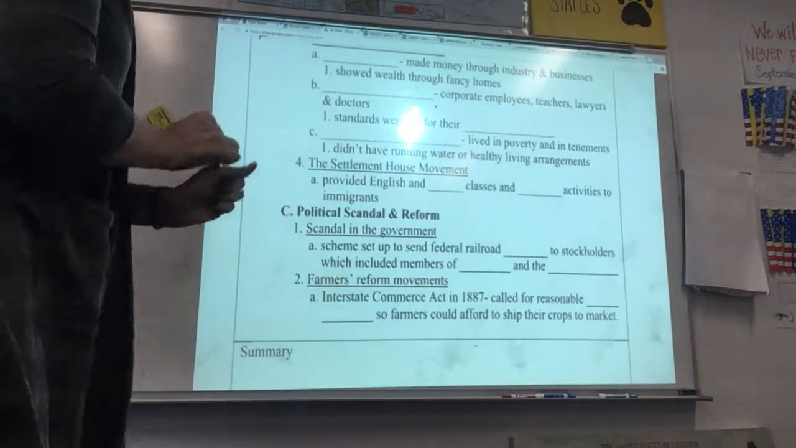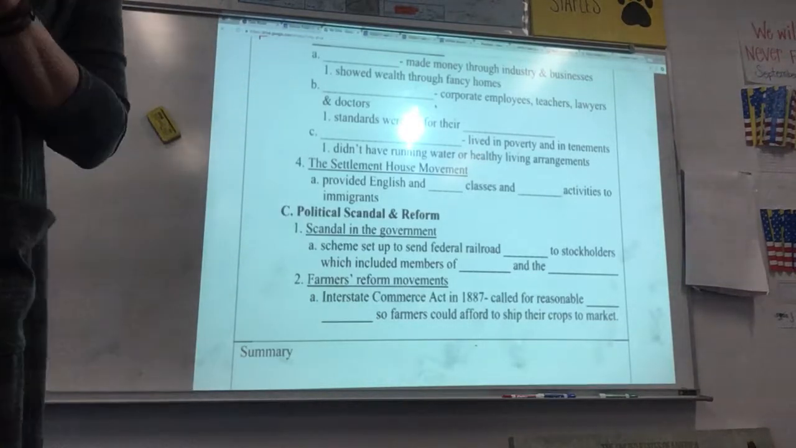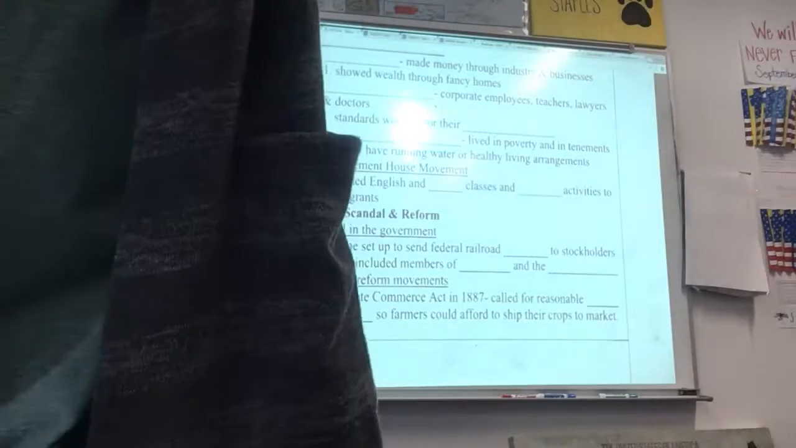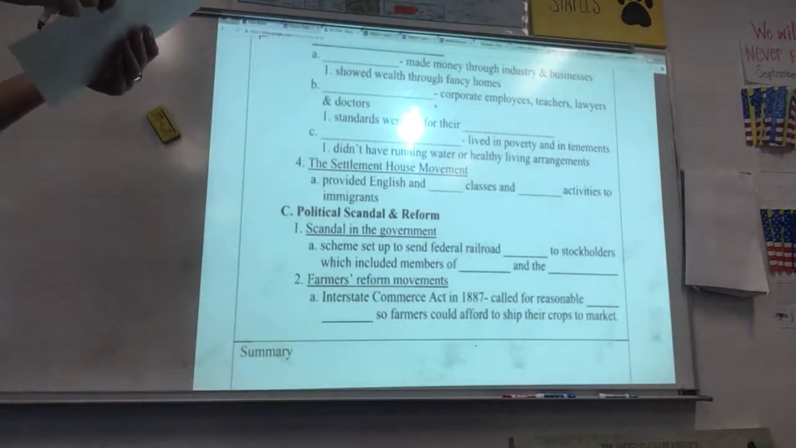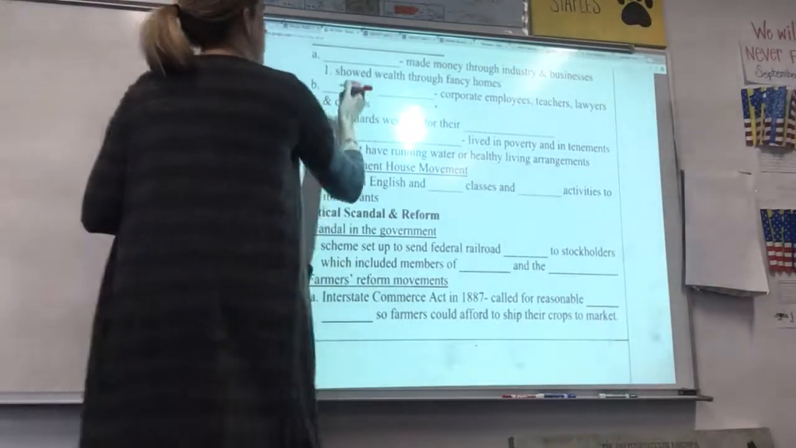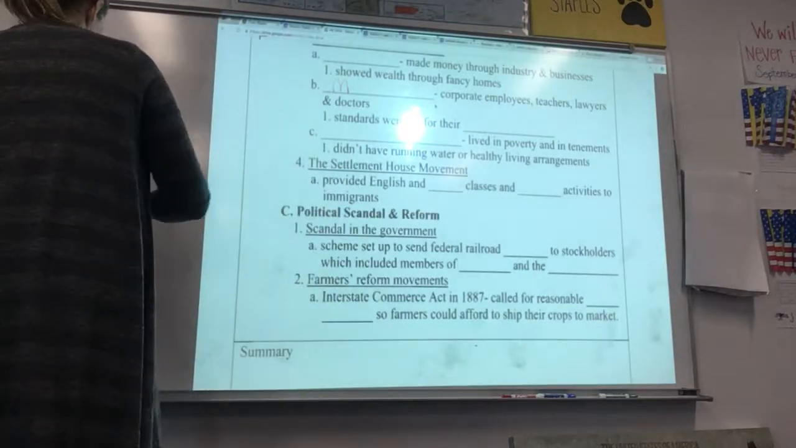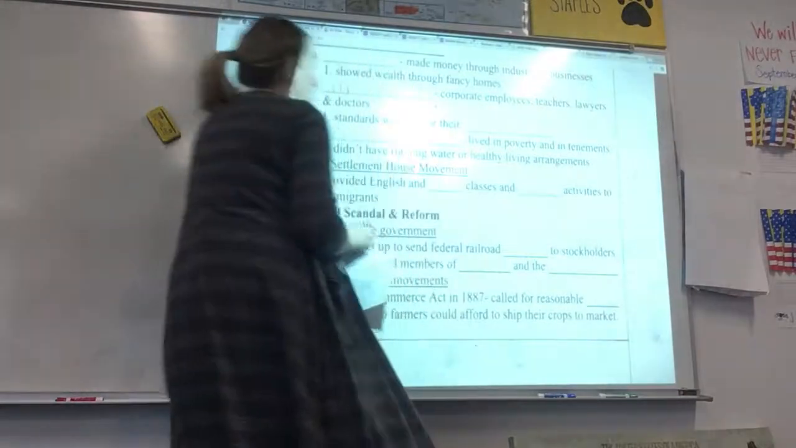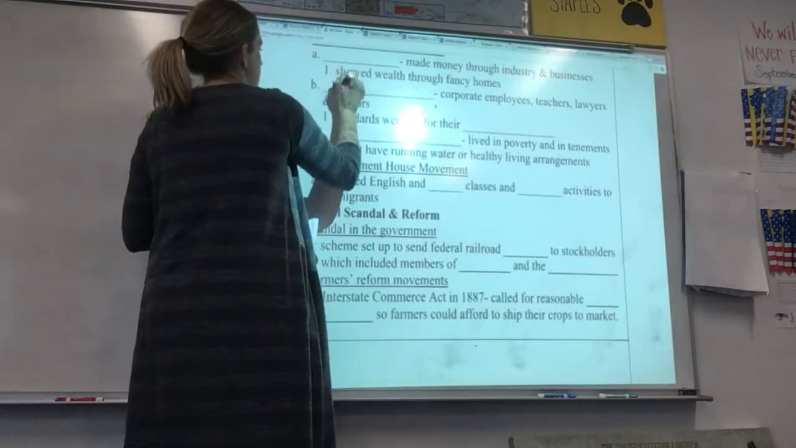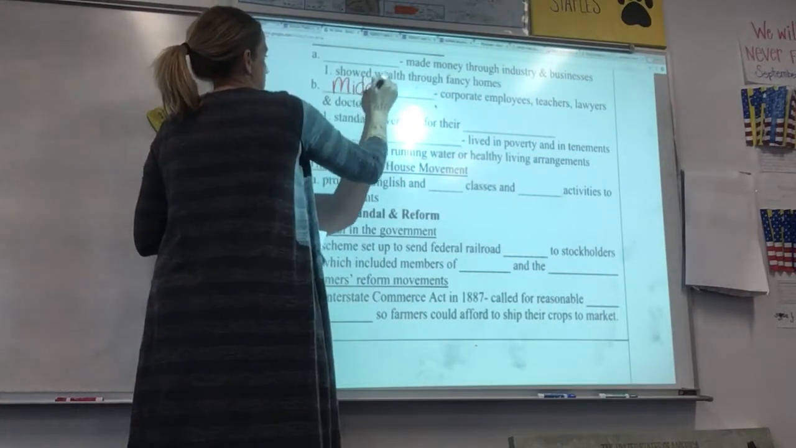So we talked about the wealthy group that made more money through businesses. The next group was the middle class.